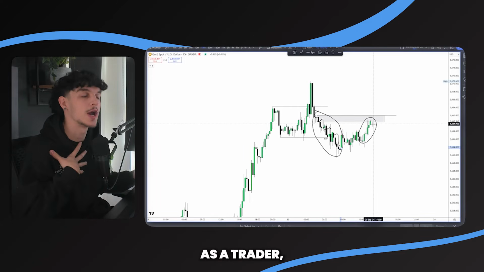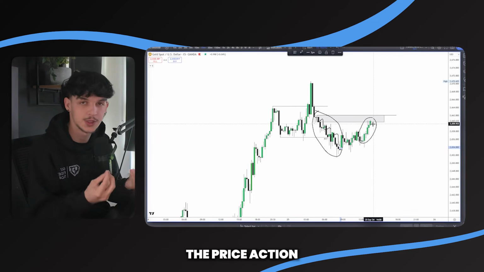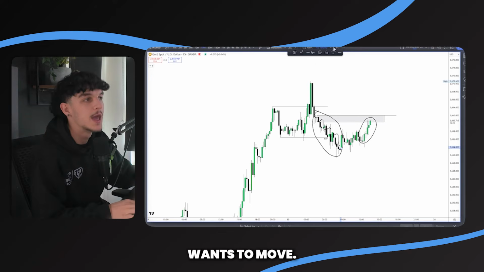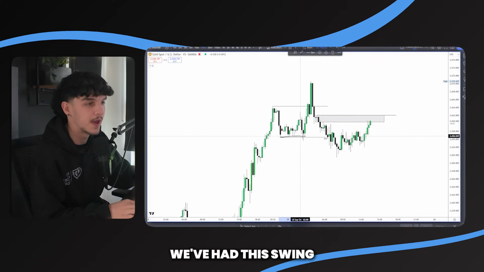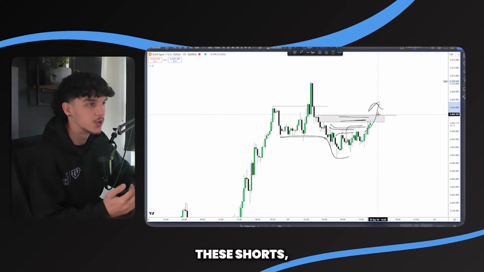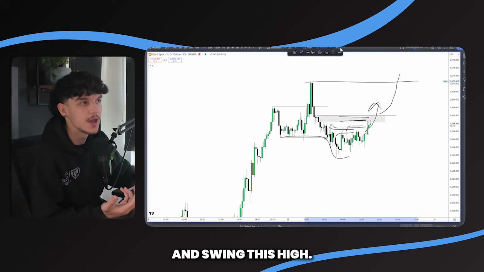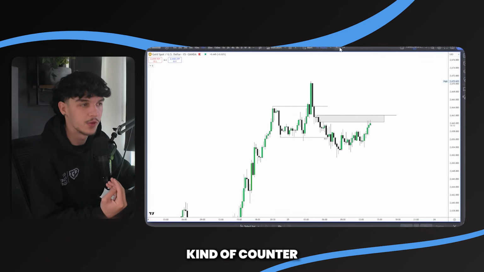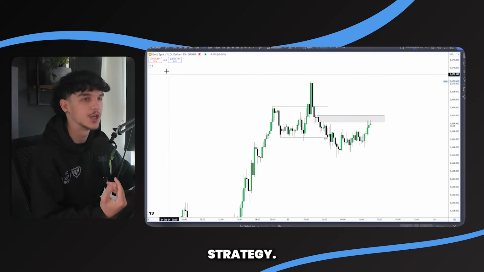As a trader, this is my only advice: price action will tell you where the market wants to move. And in this current phase, we've had this swing below this low. A lot of people are getting shorts around these levels. If the market breaks up and breaks these shorts, then it's going to go and swing this high. It's a very simple kind of counter trend trading strategy, I guess.